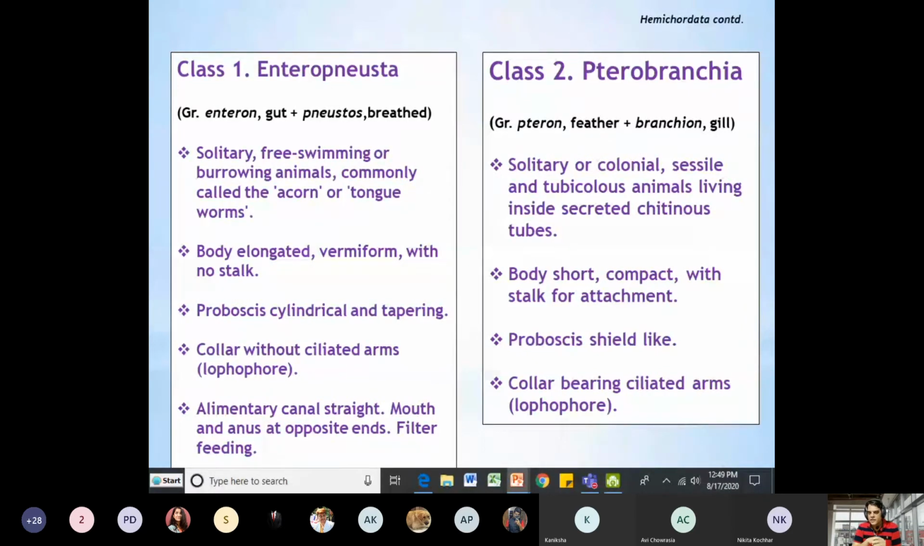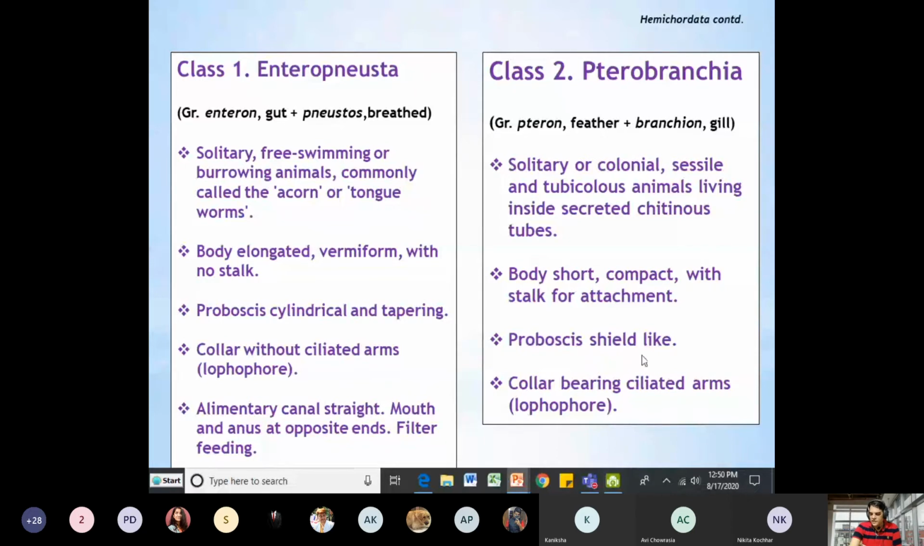As far as the Pterobranchia is concerned, ptero means feather and branchial means gills. So they have gills, but they are of feather shape. Like in a feather, we see many small leaf-like structures attached to the main rachis. So their gills resemble the shape of feathers. That is why they are called Pterobranchia. They are solitary and colonial, sessile and tubiculous animals living inside secreted chitinous tubes, and their body is short, compact with a stalk for attachment.